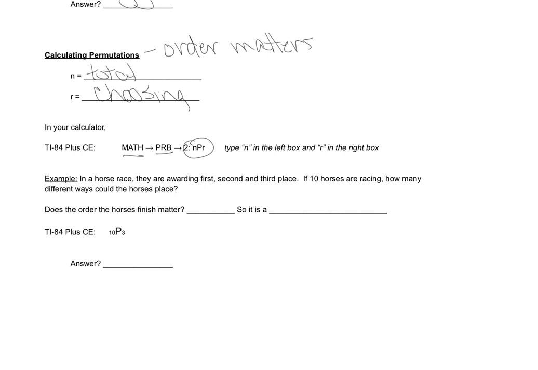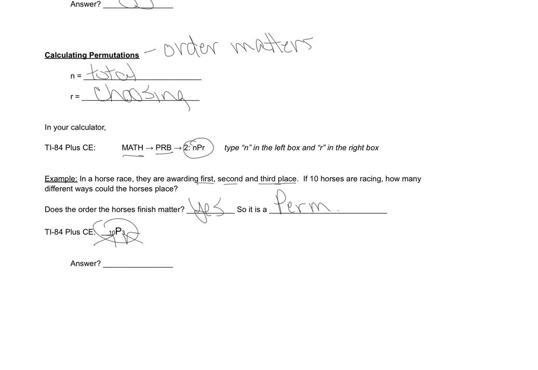So in a horse race, you're awarding first, second, and third. You're ordering them in places, which means since you are ordering them, it's a permutation. So the order matters, so it's a permutation. Okay, so in your calculator, you would use your permutation button. You had a total of 10 horses racing, and you are going with the top 3. So you have 10, choose 3.